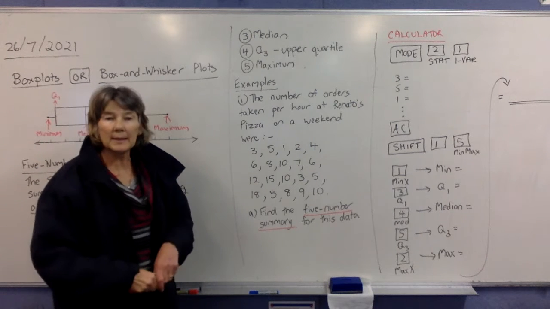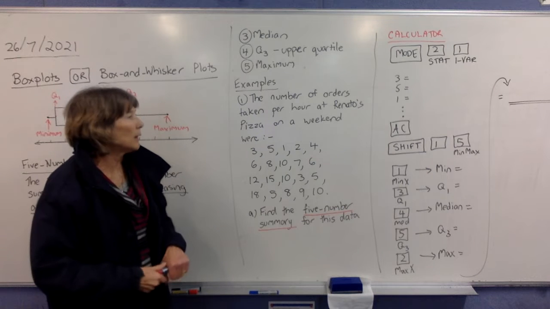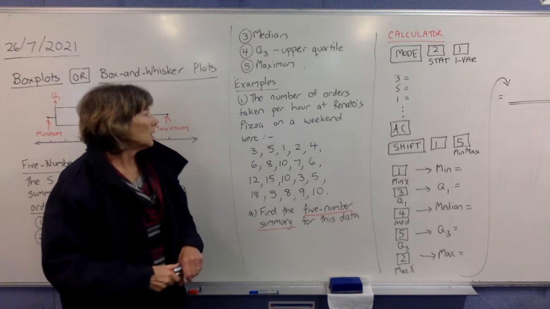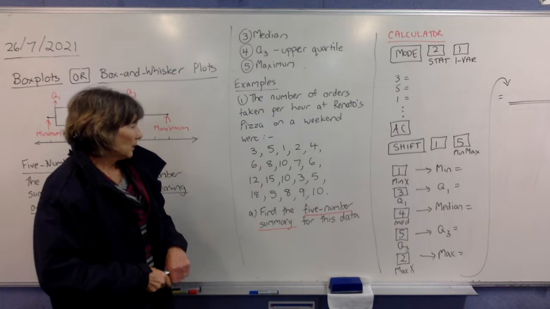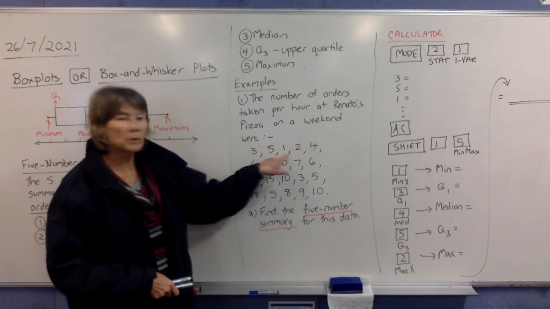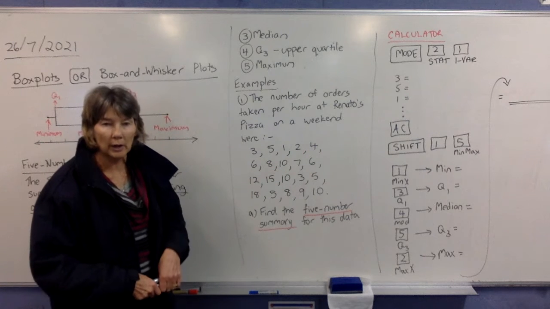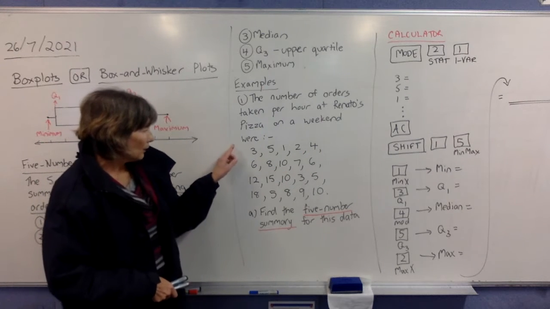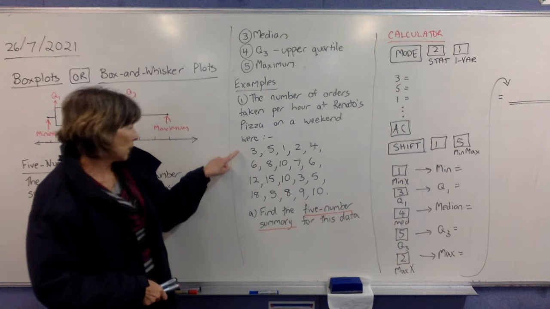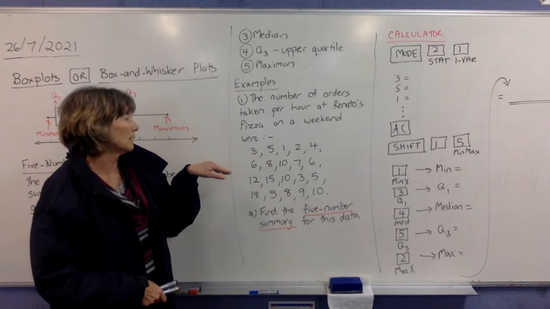Now we're going to look at an example. In this example we have the number of orders taken per hour at Renado's Pizza on a weekend. Okay, so there's 3 pizza orders, 5 orders, 1 order, 2 orders, 4 orders, 6 orders, 8 orders, etc. If you have a look, we've got 5 numbers in each row here and 4 rows. We've got 20 numbers here.